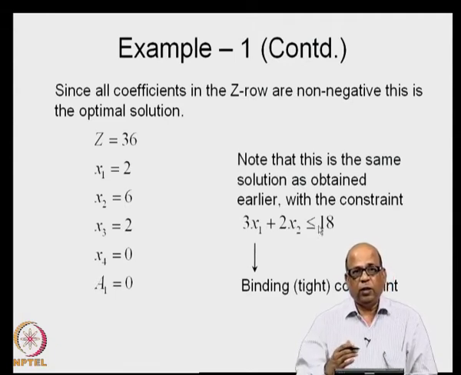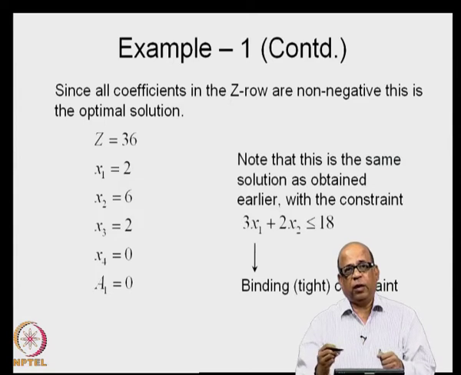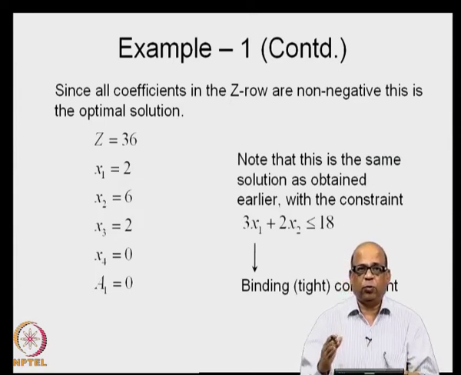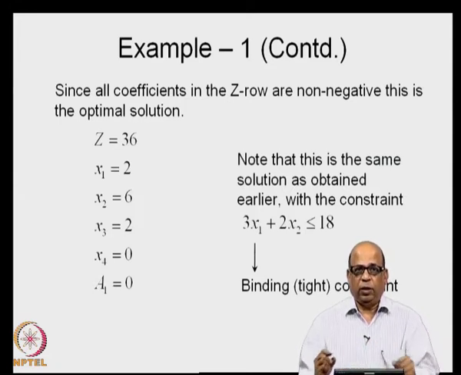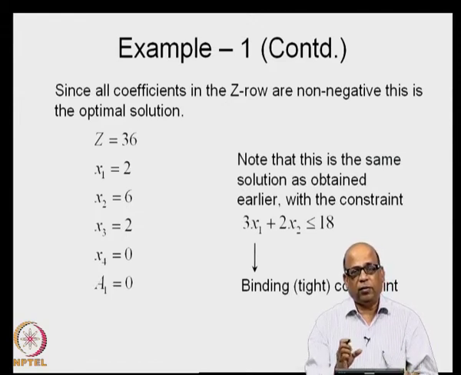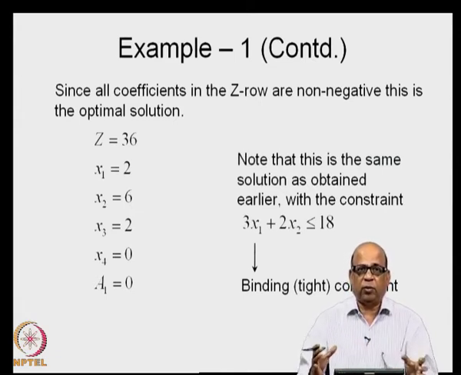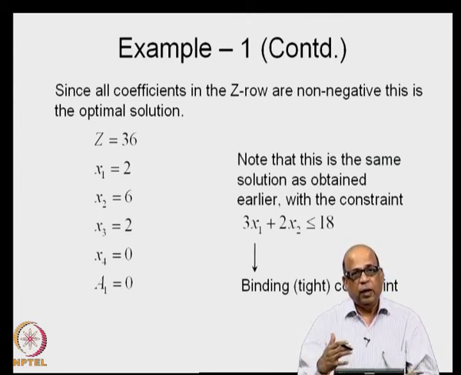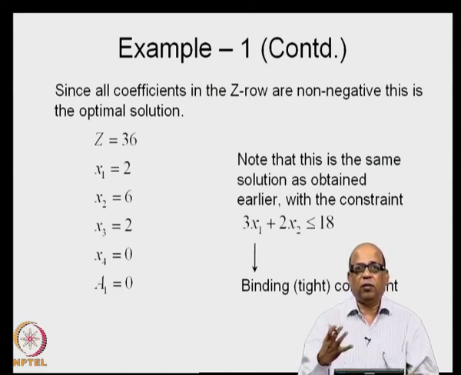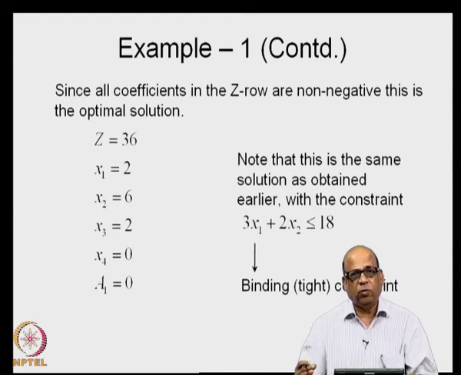Such constraints which are stretched to the full extent, you were saying 3x1 plus 2x2 must be less than or equal to 18, but in the optimal solution it becomes equal to 18. Such constraints are called binding constraints or tight constraints. There is no slack available at all. It is a tight constraint. In the optimal solution, it has been completely stretched to its limit. In fact, these are important. It is important to identify which are the tight constraints, which are the slack constraints, etc., when you do the sensitivity analysis, which we will see later on to some extent.